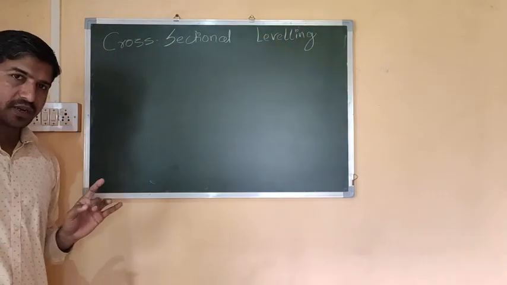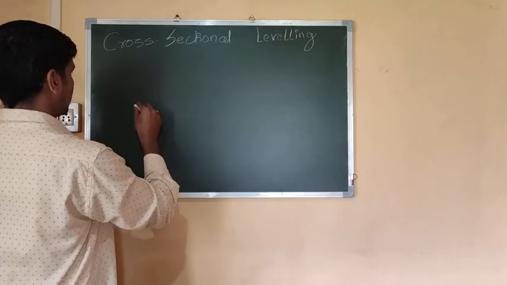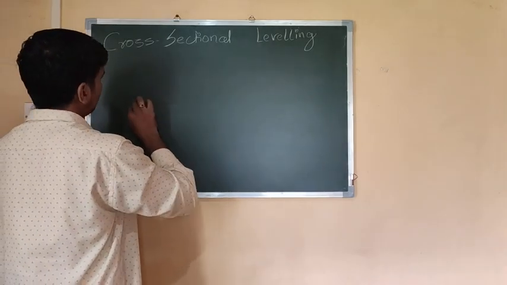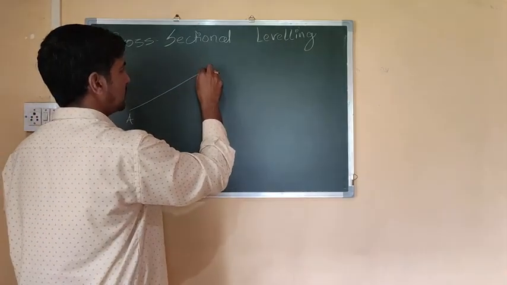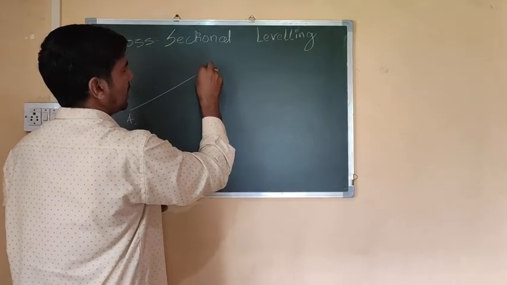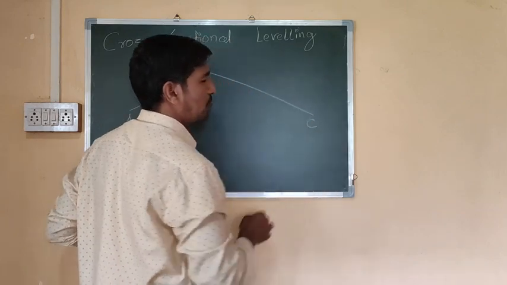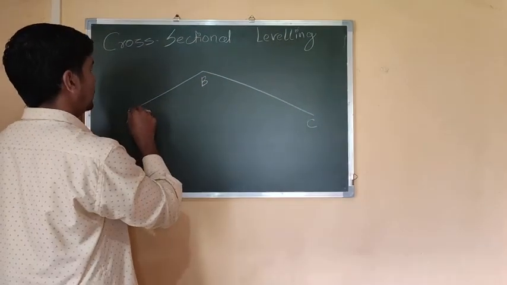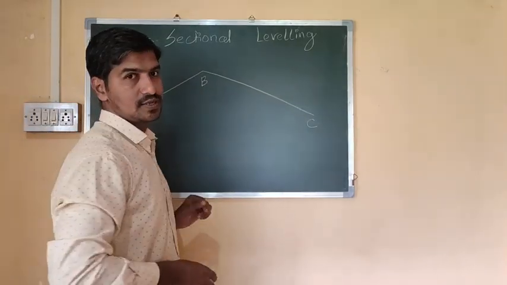Now here I will take an alignment. Suppose the first alignment is from point A to point B, and it changes direction from point B towards point C. So AB is my first alignment, and from B to C it is the second alignment.